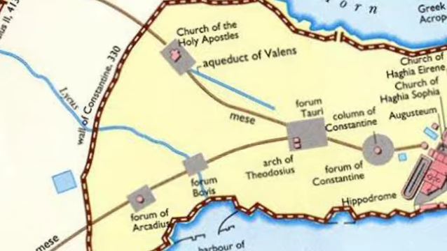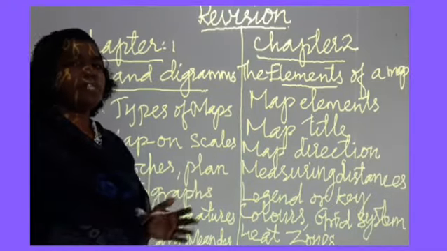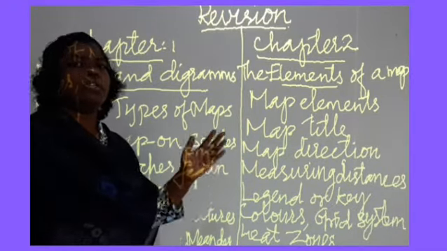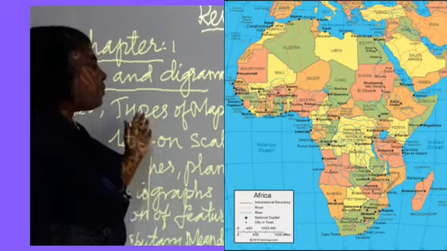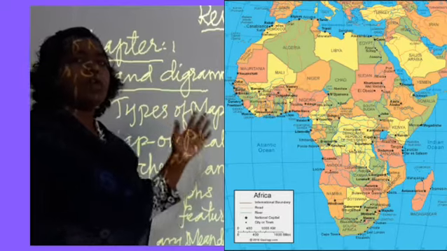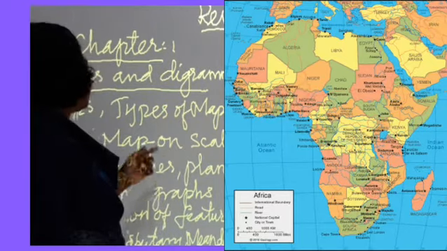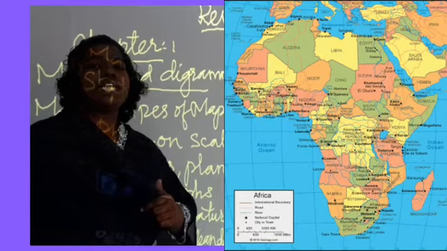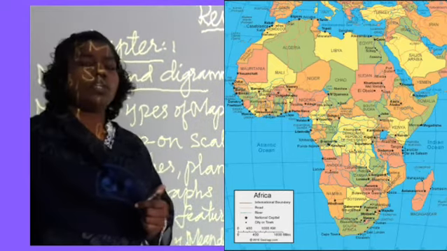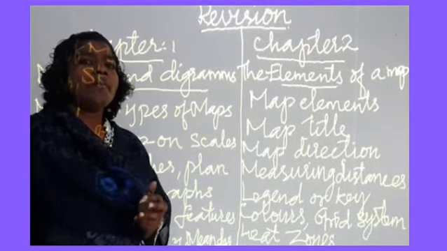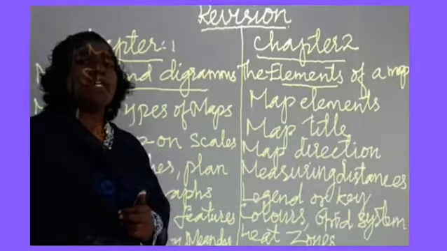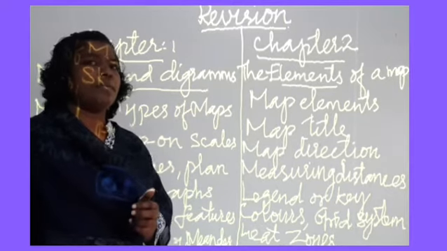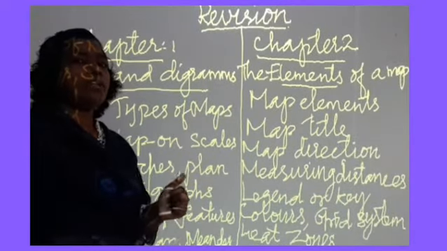What is a map? A map is a drawing of the earth on a flat surface. A drawing of the earth as a whole or a part of it. So a map is a diagram which is drawn on a flat surface. When we see maps, there are different types of maps. What are the different types of map? Maps can be classified into physical map, political map, thematic map, topographical map. These are important types of map.